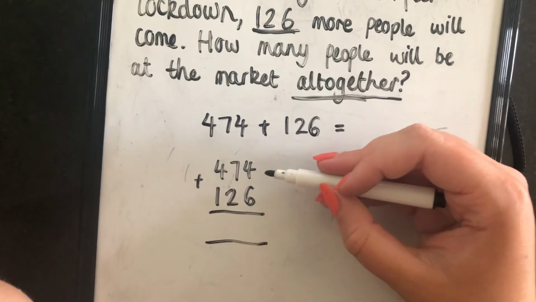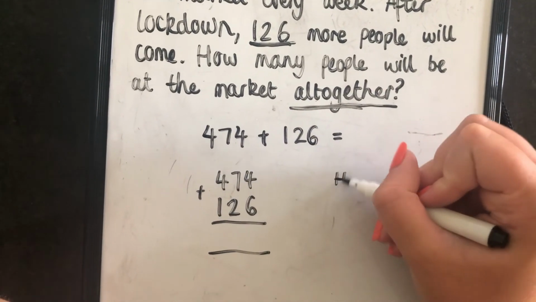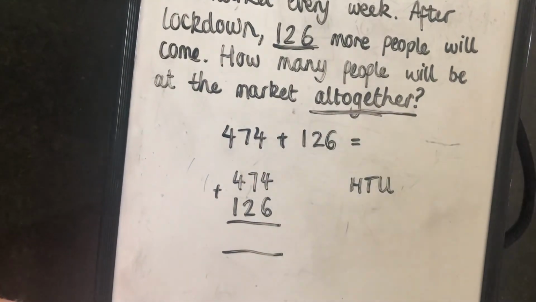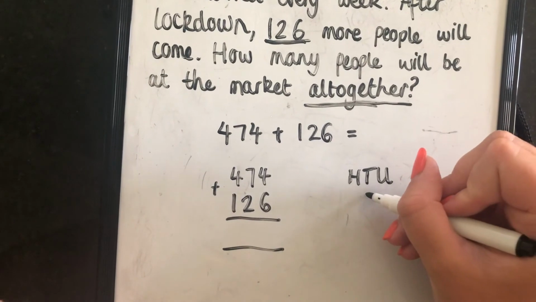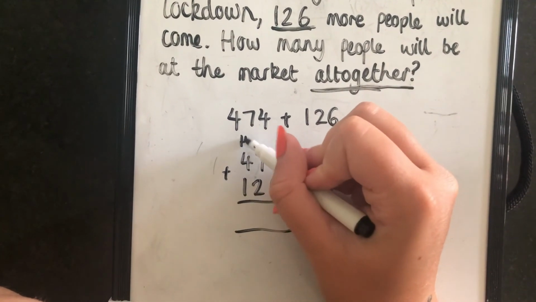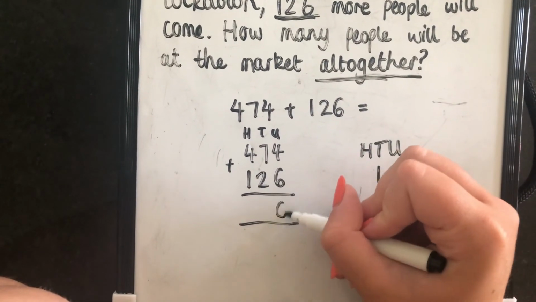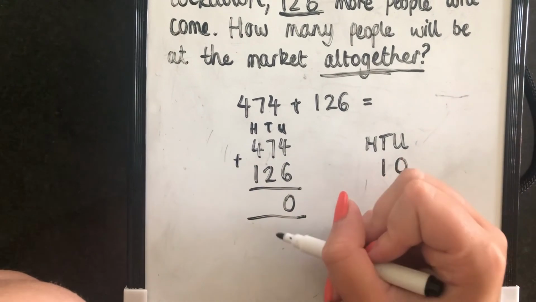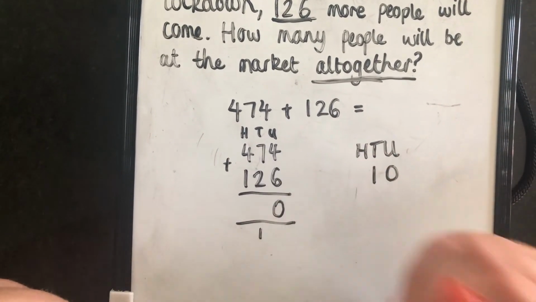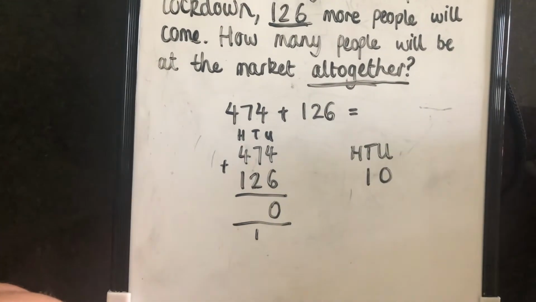So what's 6 add 4? 10. Oh, we're back to that sneaky 10 again. So remember, the number 10 goes 1 ten, 0 units. So in our units column, we're going to put the 0. We're going to carry that 1 ten over. Now we've got 7 tens, add 2 tens, add 1 ten. 7, 8, 9, 10. We've got 10 again, 10 tens.